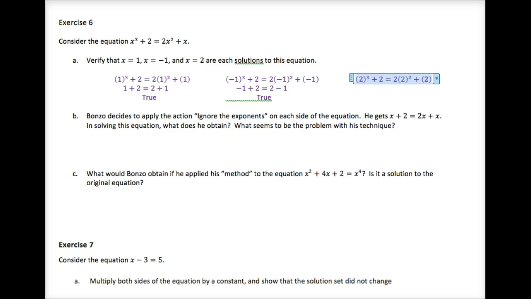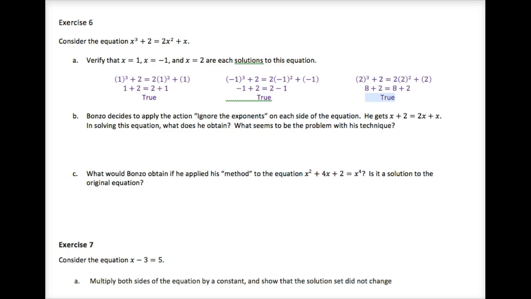So, last one, put 2 in. 2 cubed, 2 squared, 2. 2 cubed is 8, 2 squared is 4, times 2 is also 8. This one looks like we have the potential for a good answer too. 8 plus 2 equals 8 plus 2. True.